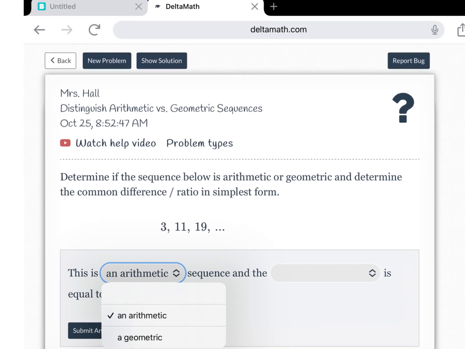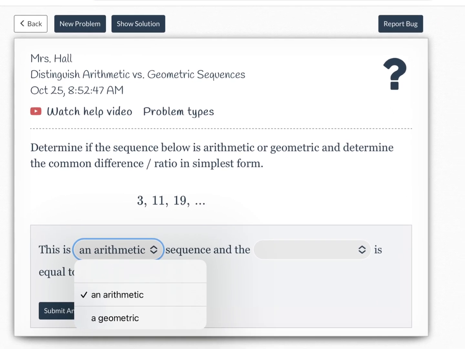Okay, this one, you're going to have to fill in blanks. So it says, determine if the sequence below is arithmetic or geometric and determine the common difference or common ratio in simplest form. So if it is adding over and over, it's arithmetic. If it's multiplying, it's geometric. Common difference always goes with arithmetic. Common ratio always goes with geometric.